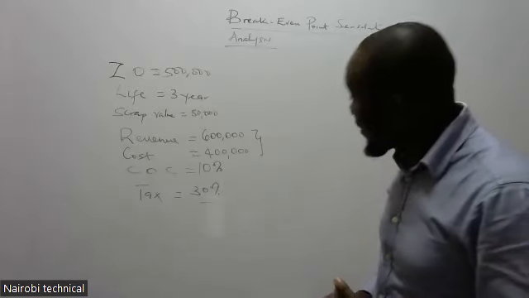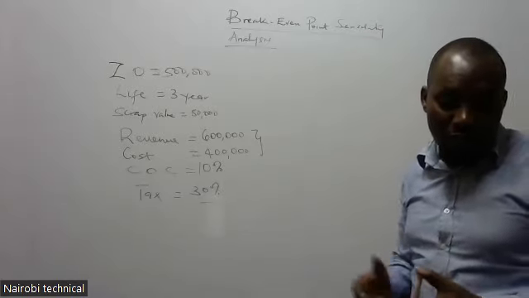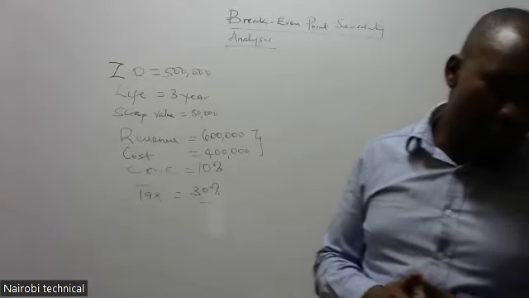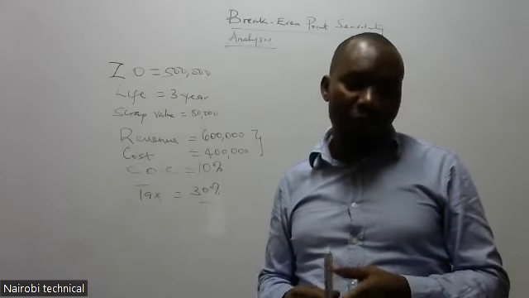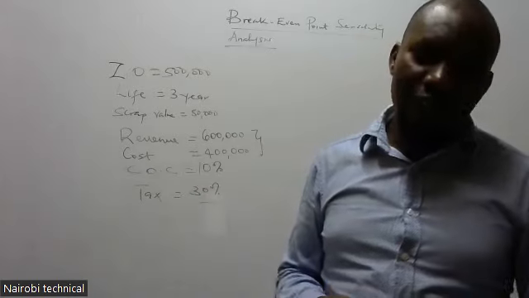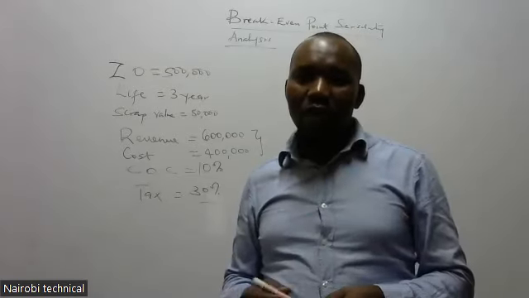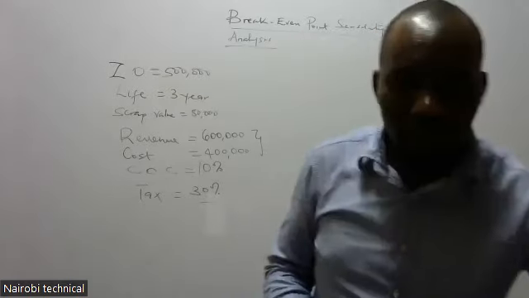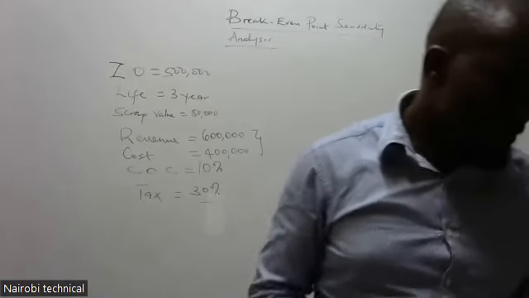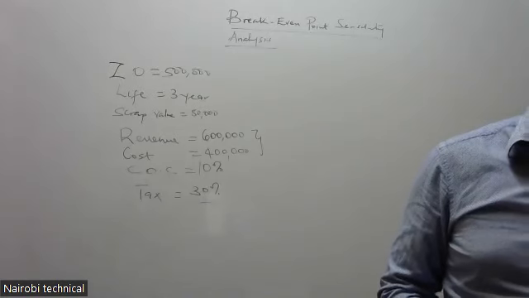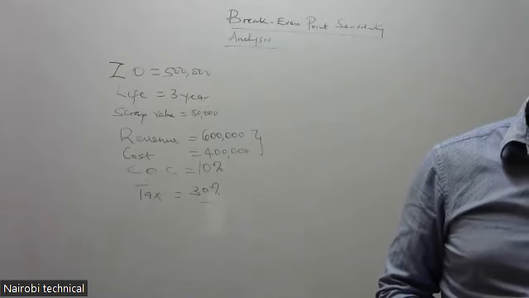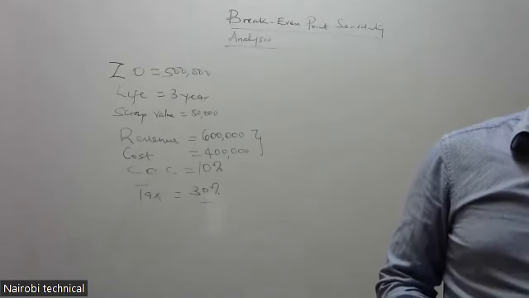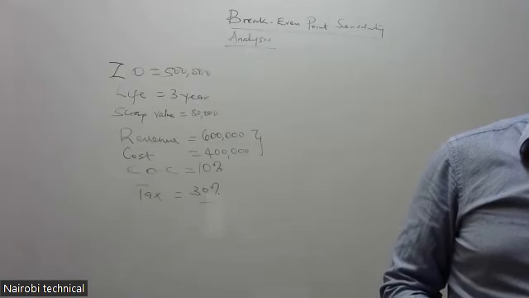So this means that the question requires us now to calculate, required Roman 1, calculate the NPV of the project. You can just write that. Roman 1, calculate the NPV of the project.